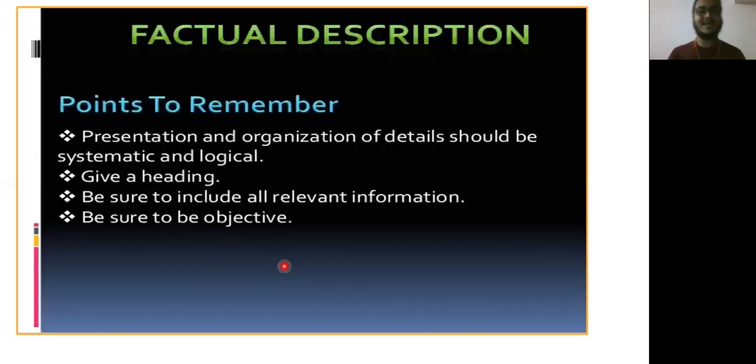Next, let's discuss the points to remember for the factual description. Presentation: the organization of detail should be systematic and logical. Give a heading, we discussed that. Be sure to include all relevant information. Be sure to be objective. Your objective should be clear.